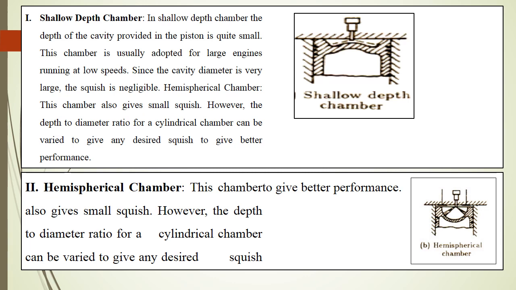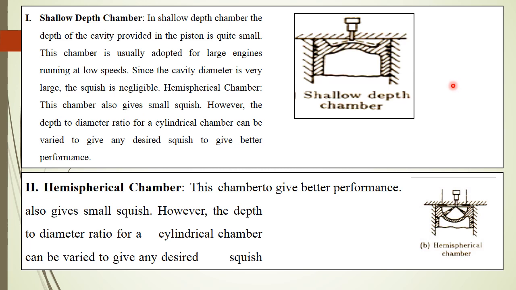In the shallow depth chamber, the depth of the cavity provided in the piston is quite small. If you see here, the depth provided in the piston crown is small, meaning the cavity is a small one. This chamber is usually adopted for large engines, generally large engines running at low speed.